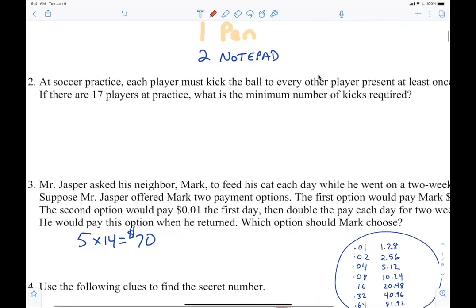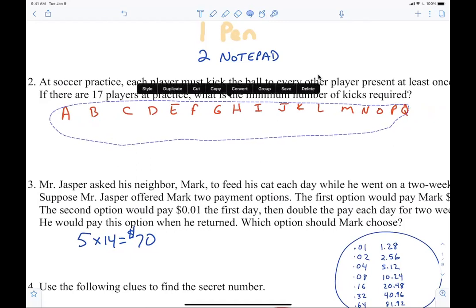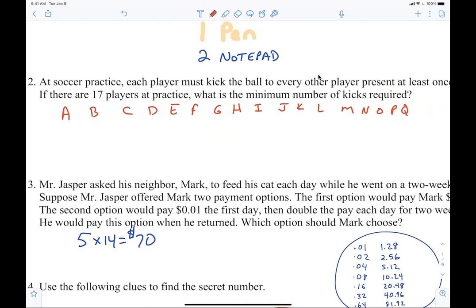I've got 17 people. So A, B, C, D, E, F, G, H, I, J, K, L, M. So there's my people on my team. You agree with that? Yeah. So now they have to kick it to every person. All right, so A is going to kick the ball how many times, if he kicks it to every person? 16. There you go, kiddo. 16. So everybody puts the number 16 down.